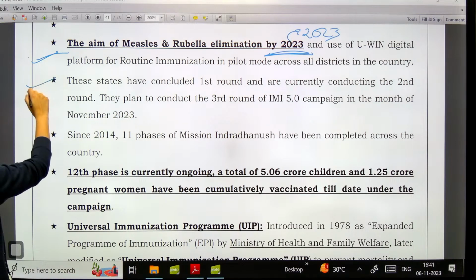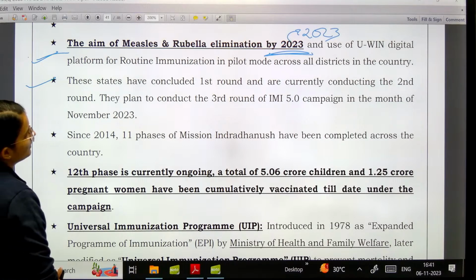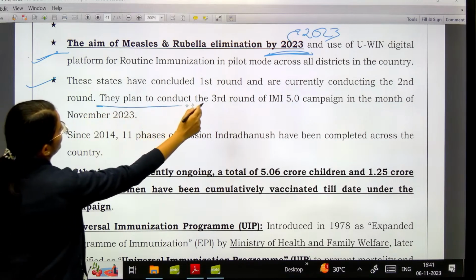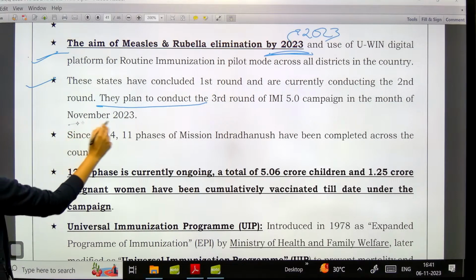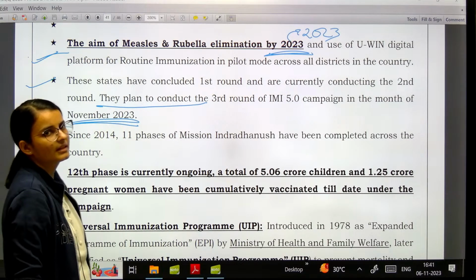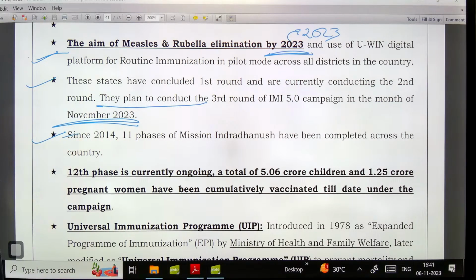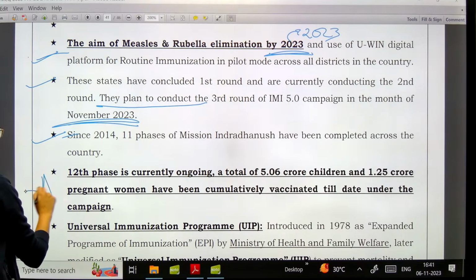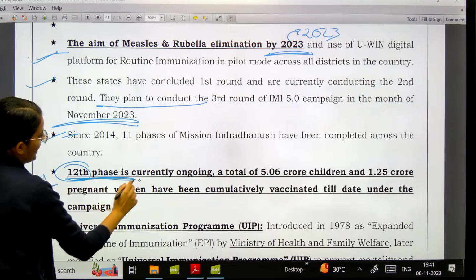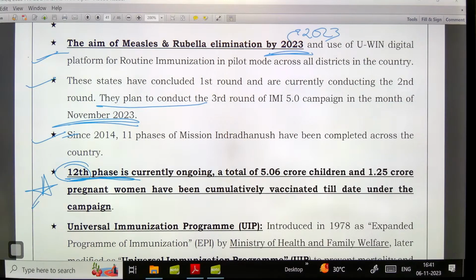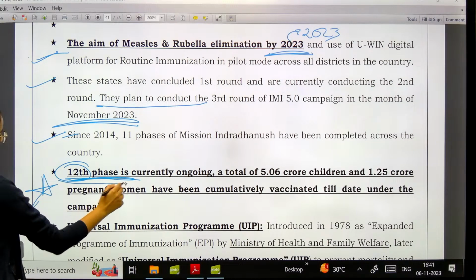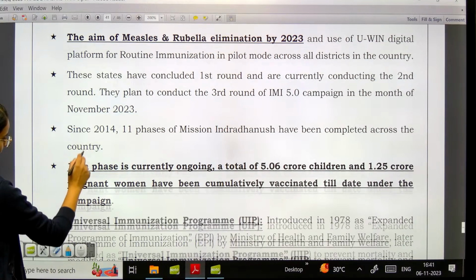Okay, earlier it was done manually. The states have concluded the first round and second round currently, and they plan to conduct the third round in the month of November 2023. Okay, so soon the third round will also be covered, and I will update you in PIB. Since 2014, 11 phases of IMI. This is also important, that currently the 12th phase is going on of IMI. A total of 5 crore children and 1.25 crore pregnant women have already been covered. So this is the 12th phase of the IMI.